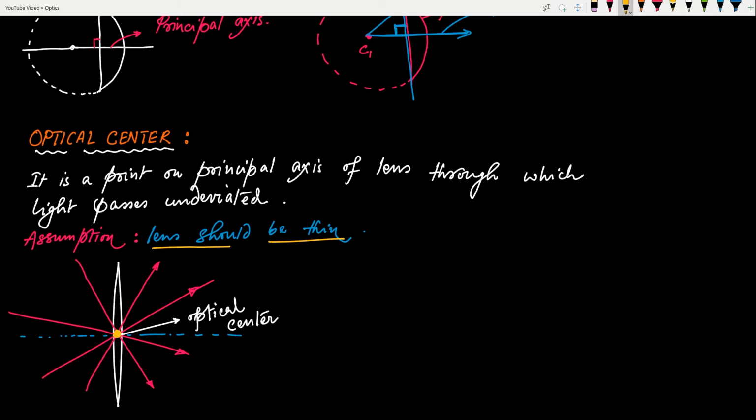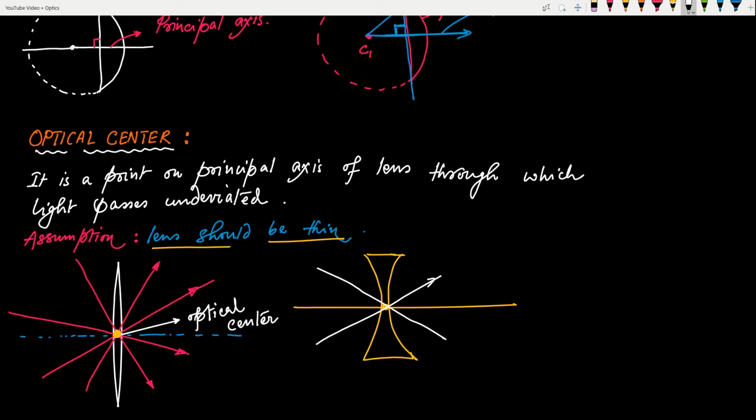I've shown it for a convex lens. Now for a concave lens it is similar. If this is our concave lens and this is our principal axis, then the optical center will be somewhere here for a thin lens. If rays go through this point, then they will go undeviated. That point is known as the optical center of the lens. Simple as that. The assumption is that the lens should be thin, because if the lenses are not thin, then things become complicated. For optical center I won't be discussing that. Now let's move on to our next term, that is focus or focal point.